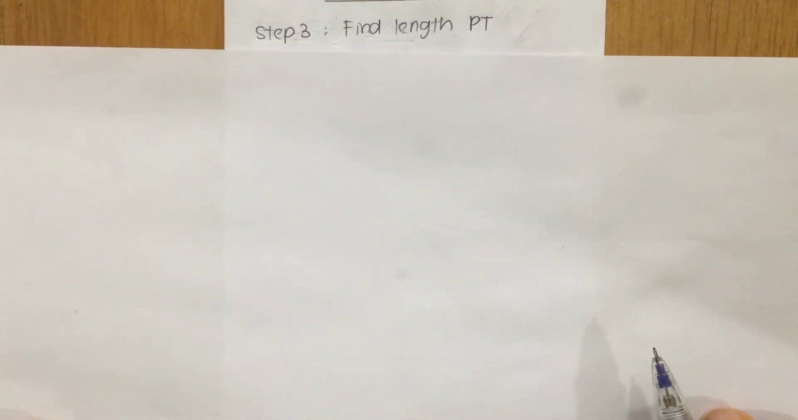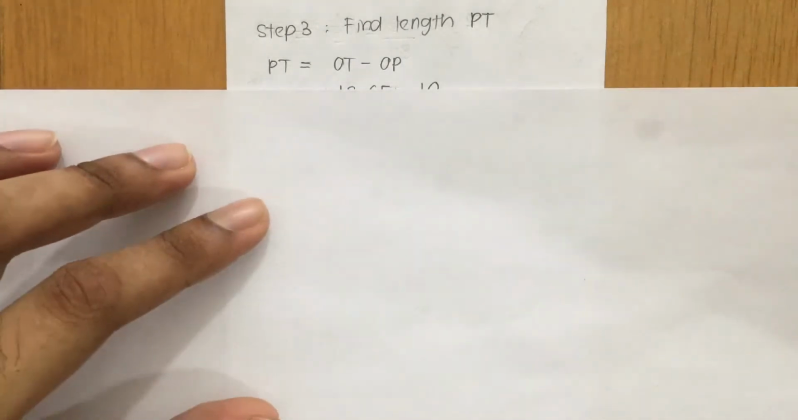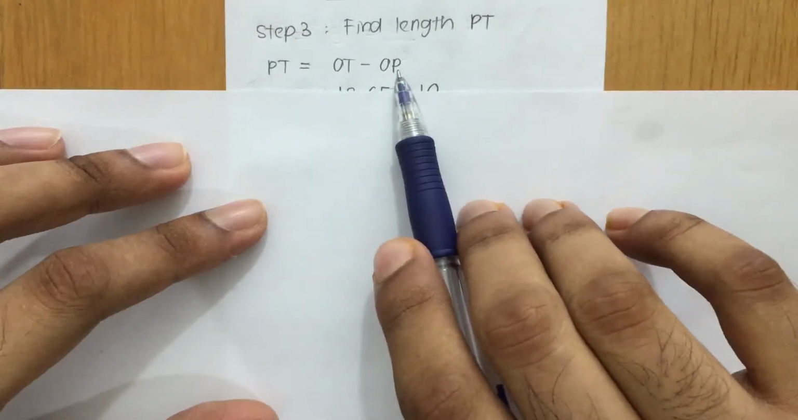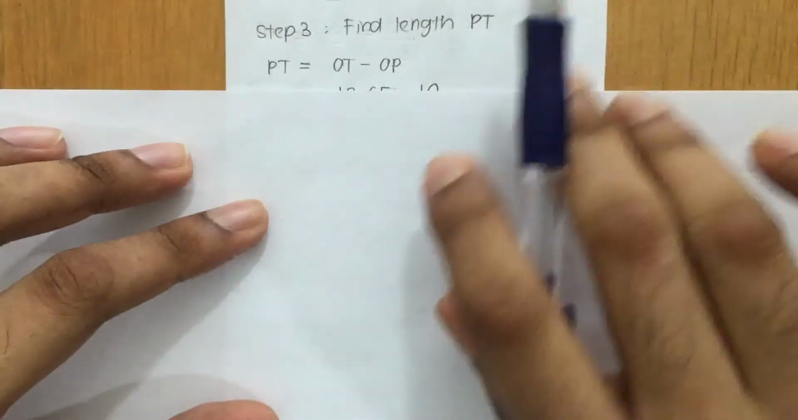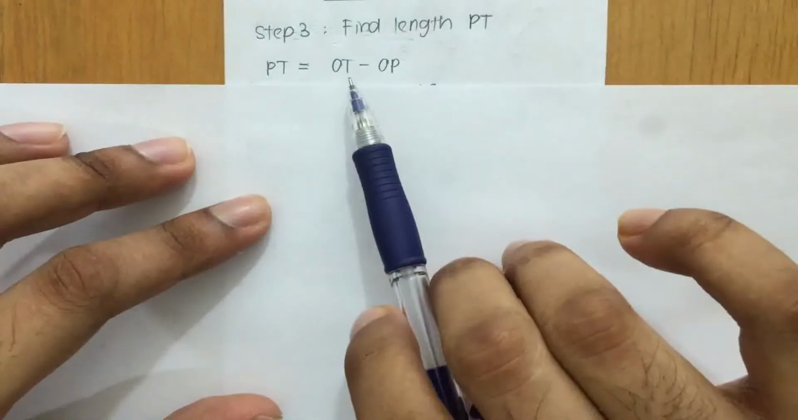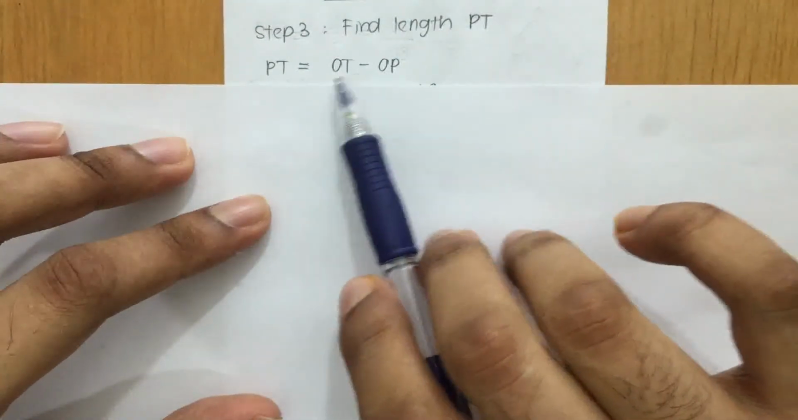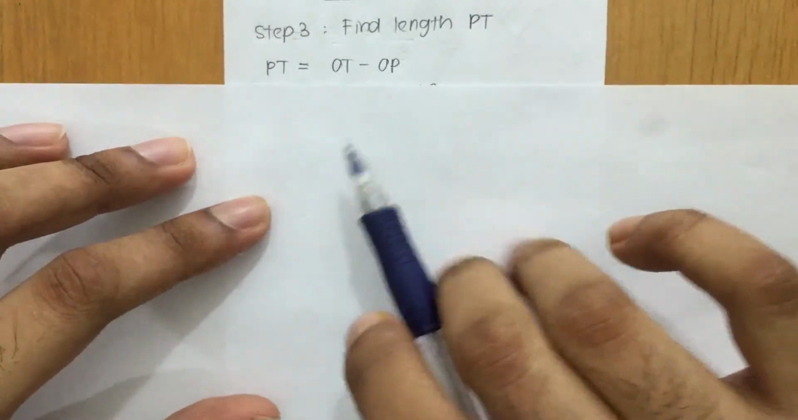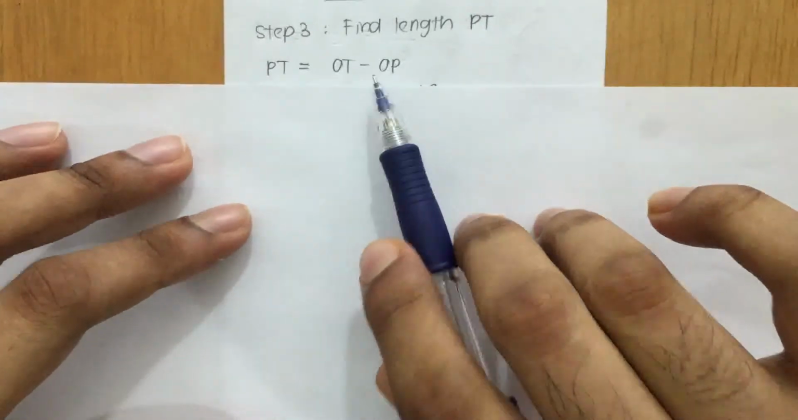So step 3, what you need to do is find the length of PT. How to find the length of PT? The length of PT equals the length of OT minus the length of OP. Why do we need to find these two lengths? These two lengths will lead us to find this length, PT. So OT minus OP.